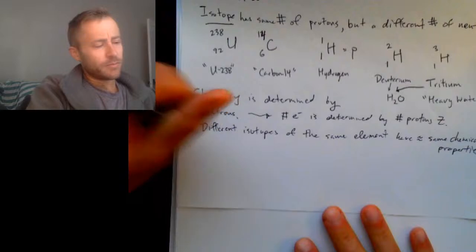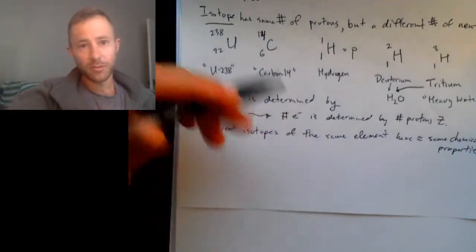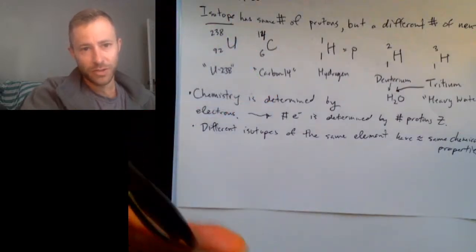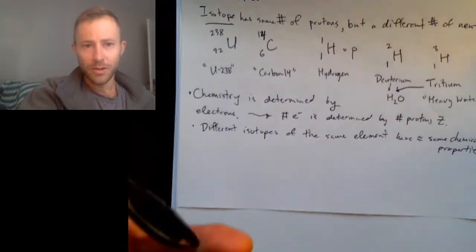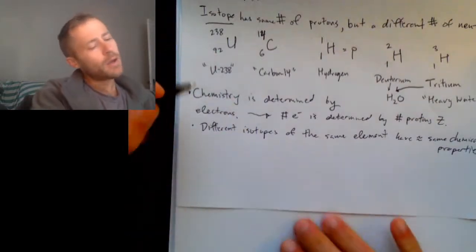So anyways, yeah, different isotopes have approximately the same chemical properties, but not quite. So if you have a finely tuned machine, it won't work with an isotope, but in general it's kind of the same.